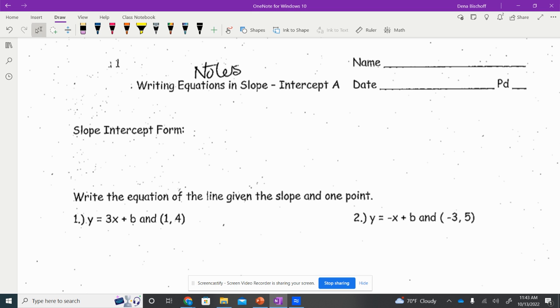So everybody should have their notes pulled out to slope-intercept form, which you already know what it is. But today we're going to do something a little bit more challenging with it. We already did the warm-up. It was the Nerdle.